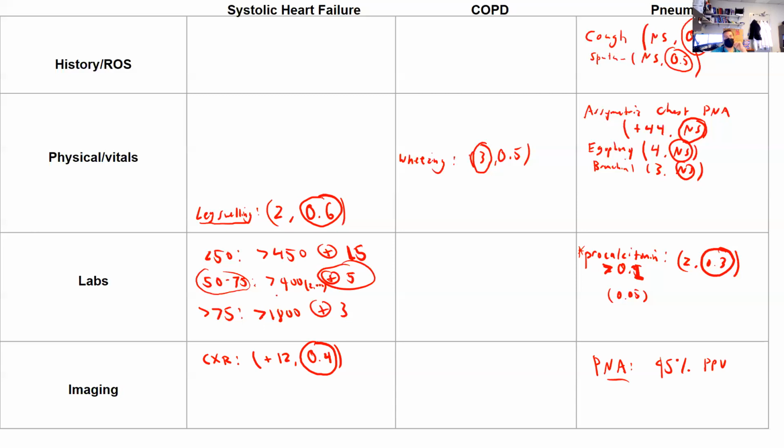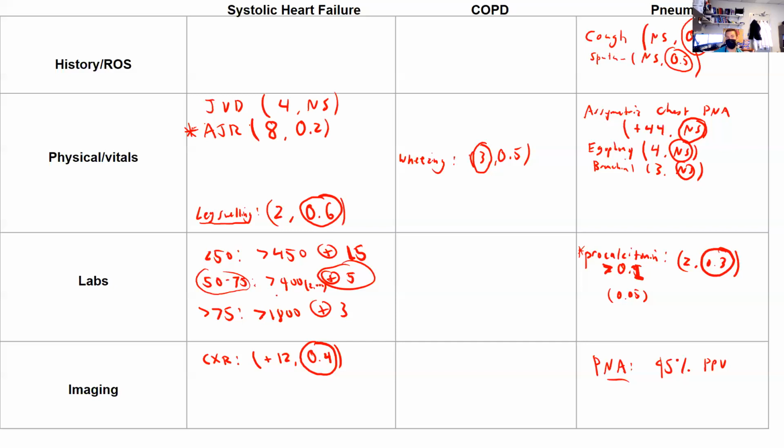JVD by itself, just looking at someone's neck for JVD, has a positive likelihood ratio of 4. And the negative actually isn't very good. But once you add the abdominojugular reflex, it becomes extremely good. The positive likelihood ratio is 8, and the negative likelihood ratio is 0.2. So this should be something you do on every single one of your patients.